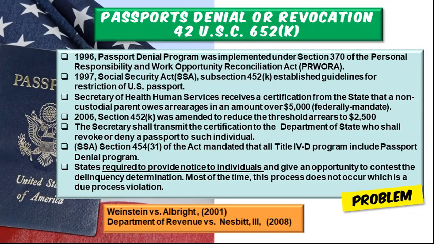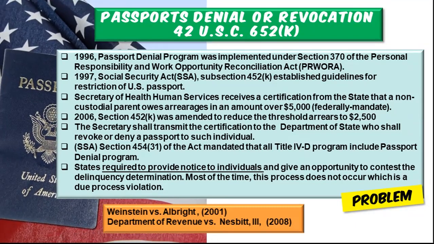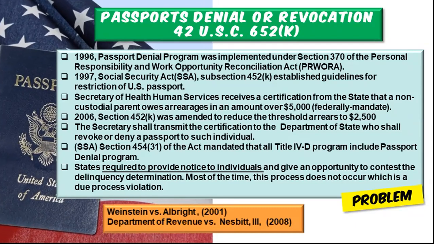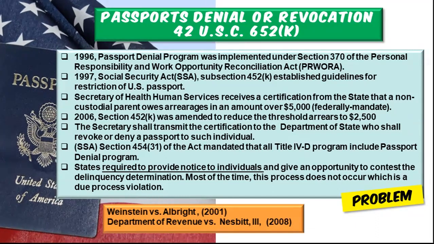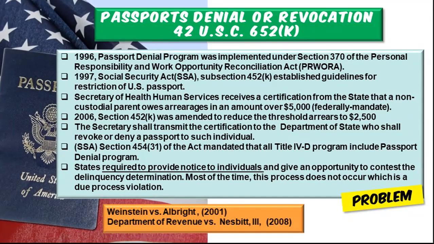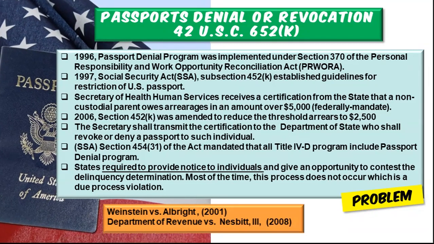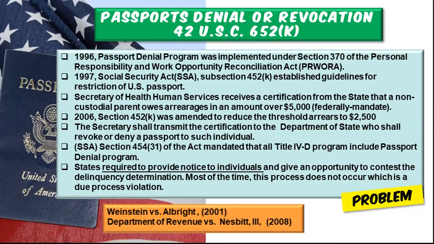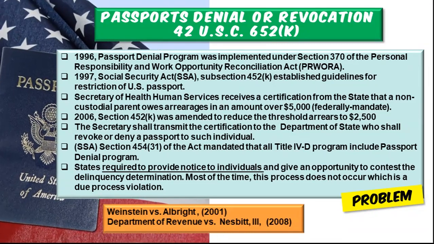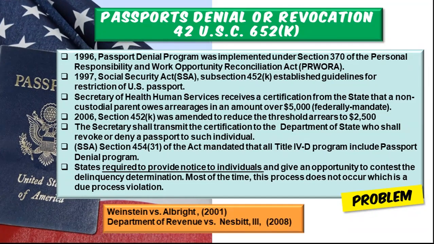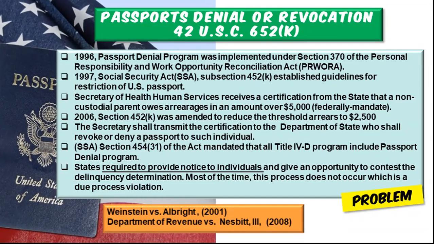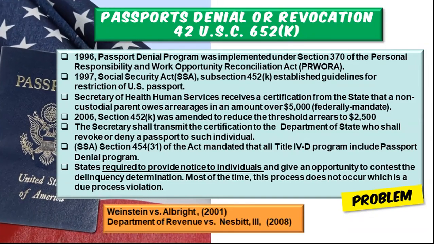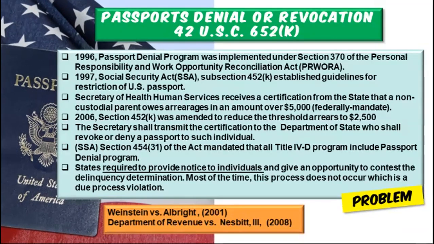Now, under this section, the Social Security Act also updated Section 454, Section 31 of the Act, mandating that the Title IV program includes a passport denial, whereas the states are required to give you an opportunity to rebut the denial as well as due process. However, here's the problem. The agencies do not follow these rules, and therefore it's up to you to understand, if your passport has been revoked, the steps you should take.